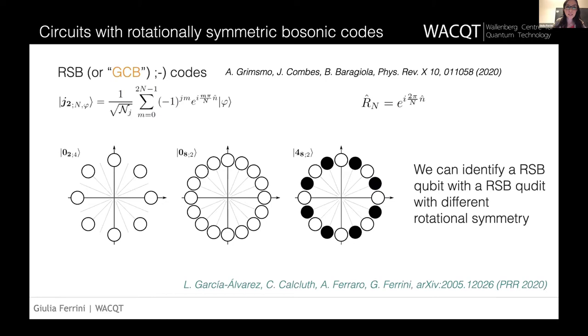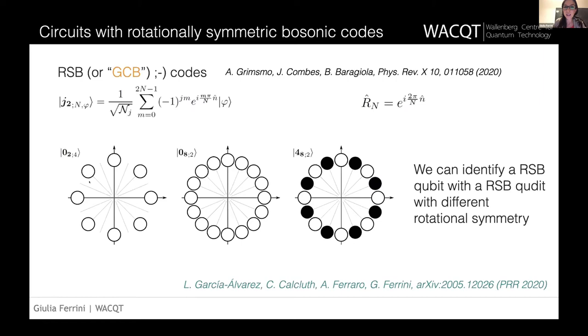Laura also had the idea of extending these results by playing the same game in the context of rotationally symmetric bosonic codes, or GCB codes from Grimsmo, Combes, and Baragiola, who put them forward, or systematized them, in this very nice paper that recently appeared. And here you can basically do the same thing. You can interpret your qubit encoded in RSB with a certain rotational symmetry as the sum of two code words in a higher dimensional rotationally symmetric qubit. Here, the black spots represent minus phases, so it's quite clear that when you sum these two code words, there will be a simplification, and then you obtain this encoded qubit.